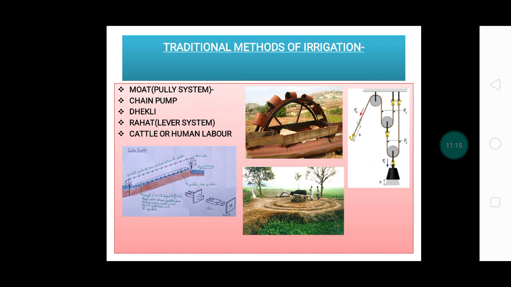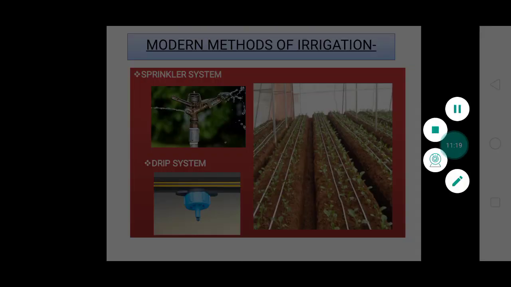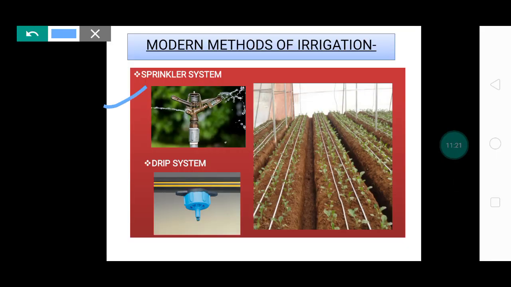Now let us move toward the next thing, which is the modern method of irrigation. What happens during the modern method? Just look at the picture over here. You are able to see a nozzle. Now, what is meant by sprinkler system and drip system?